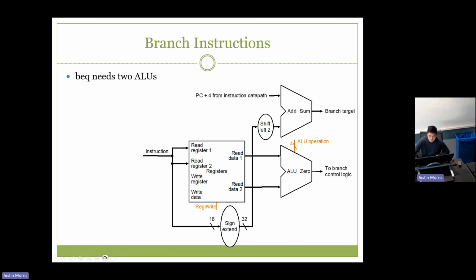And then we have RS, RT, ALU operation from opcode. It knows it's going to be branch on equal or branch on not equal. And then the zero flag is what we're going to use to determine if we're updating PC or not to this value.